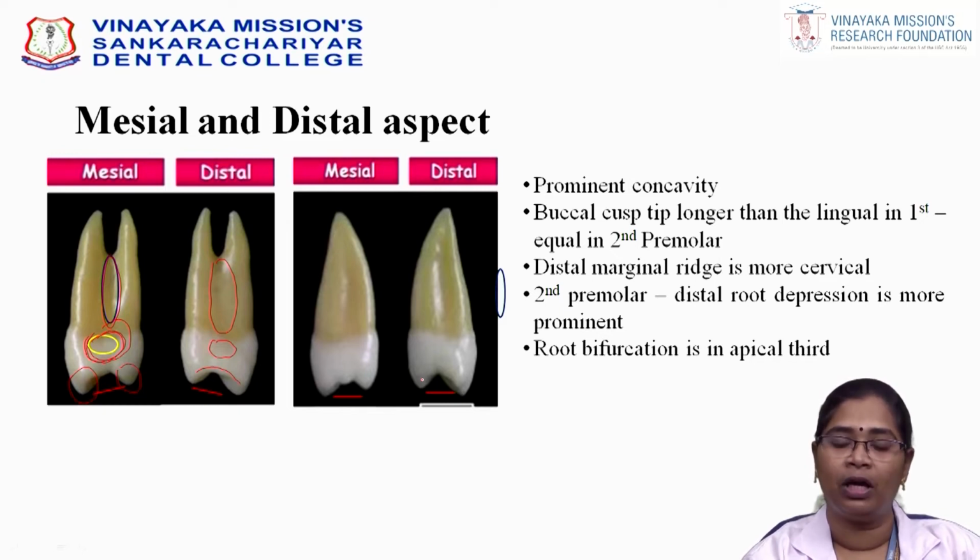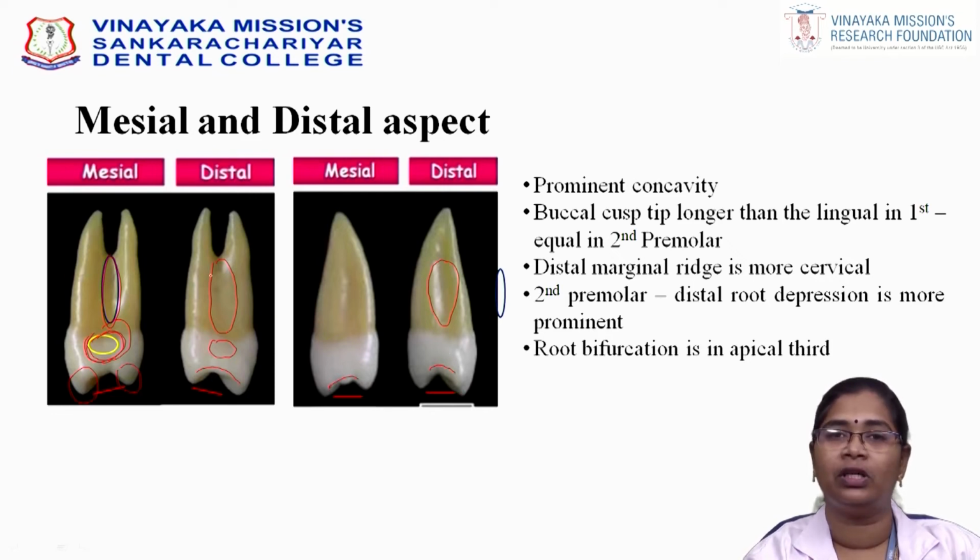Whereas in the second premolar, most of the features are the same. That is, the distal marginal ridge is more cervical on the distal aspect when compared to the mesial aspect, and then the depression is more prominent, the opposite of the maxillary first premolar. The root depression is more prominent on the distal aspect than the mesial aspect, whereas just the opposite is in the maxillary first premolar. The mesial side has a deeper depression when compared to distal, whereas in the second premolar, the distal depression is more prominent when compared to the mesial aspect, and the crown seems to be of equal length.